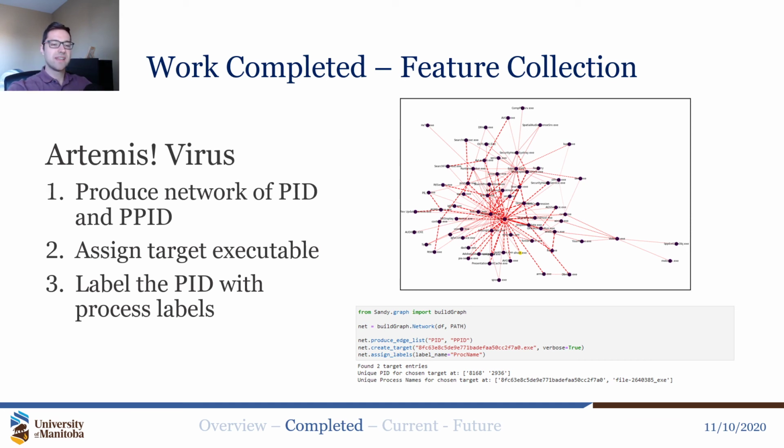What create target does is, that string shown at the bottom right is the unique MD5 hash for the Artemis virus. Because we're choosing to execute it, that's what it's named by default, so we execute that from the command line. What create target does is look at that executable, which is the Artemis virus, and its parent identifier, and it looks at all the other processes it spawned by recursively looking at the parent process identifiers that belong to a parent.